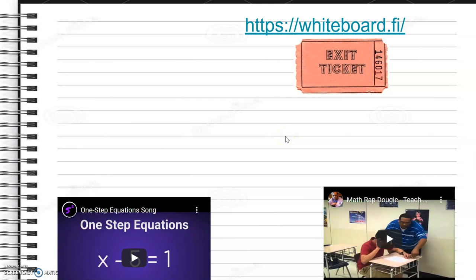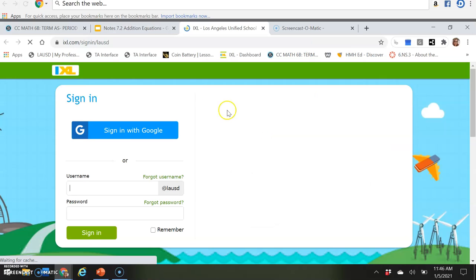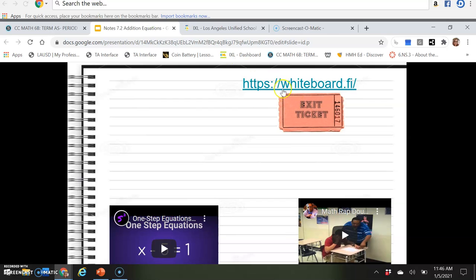Now, you do have an exit ticket. So for this exit ticket, what we need to do is solve a - 1.1 = 2.3. Go ahead and solve it in your interactive notebook, or you could also solve it on the whiteboard.fi. I will be giving you the code in the class, but since you're watching this on your own, go ahead and solve it in your interactive notebook.